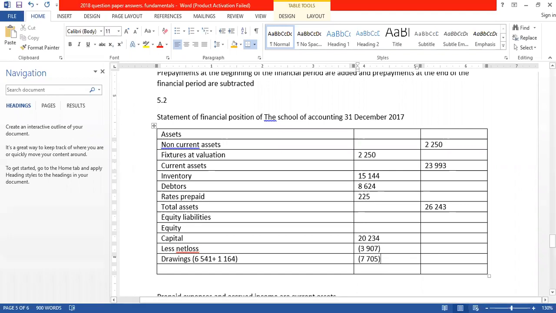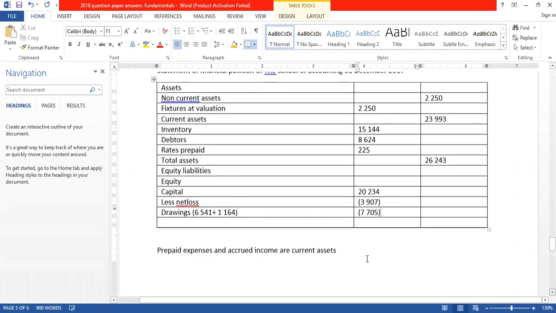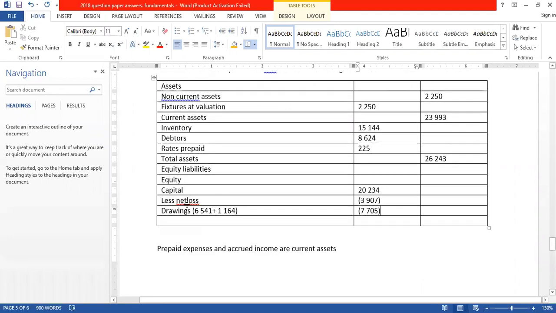Okay, and then from there we say that if it's a net loss, then it should be subtracted. Then from there we get our total equity. So how much is our total equity? So we take 20,234 minus 3,907 minus 7,705, and then we get an amount of equity. Equity is 8,622.